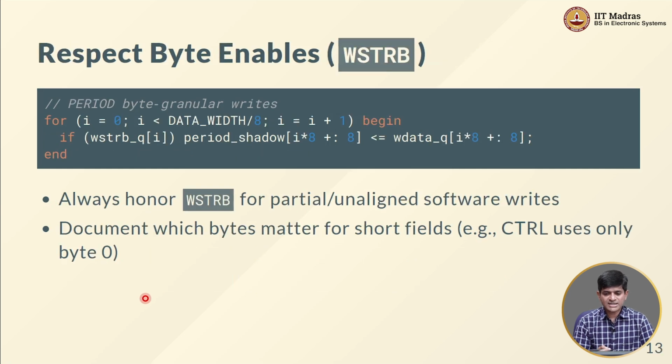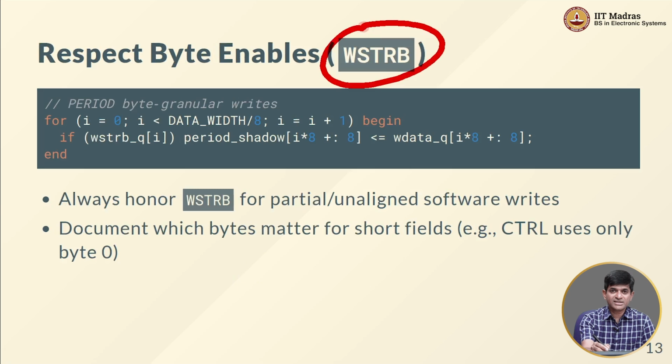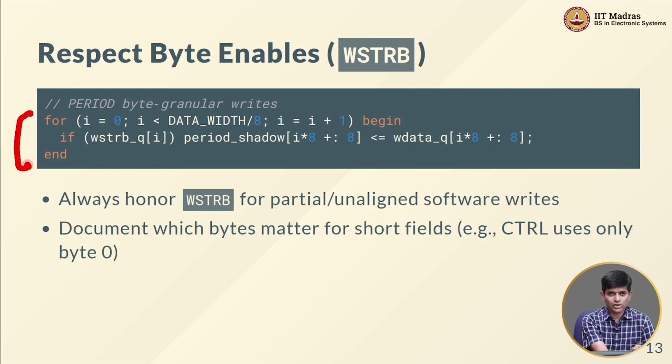So the byte enables are essentially what are captured in this W strobe signal, right. And like I said, the way that would get implemented in Verilog would be, well, you can write it as a for loop. This kind of a for loop essentially would expand out, even though it writes for loop out here. Data width is 32 bits, so 32 by 8 is going to be 4.